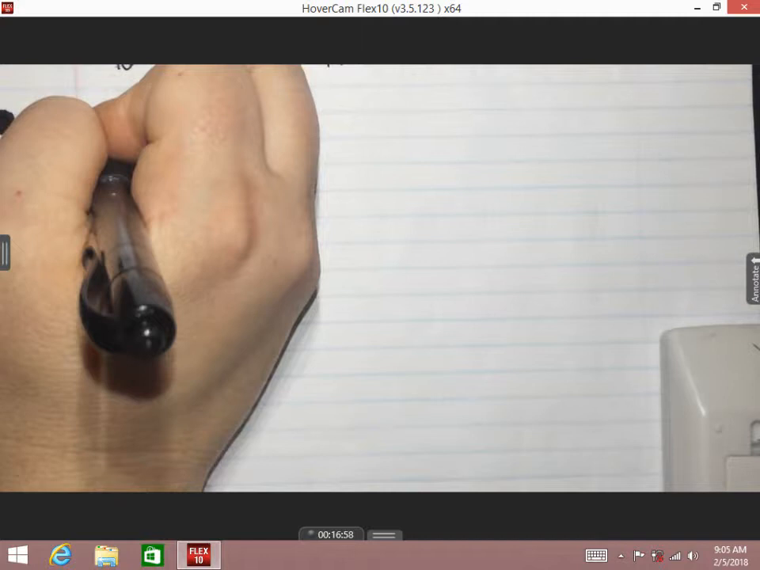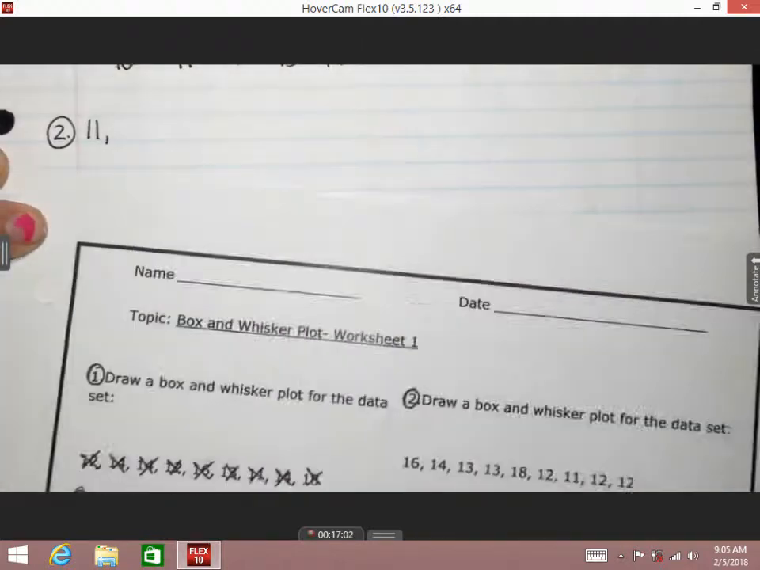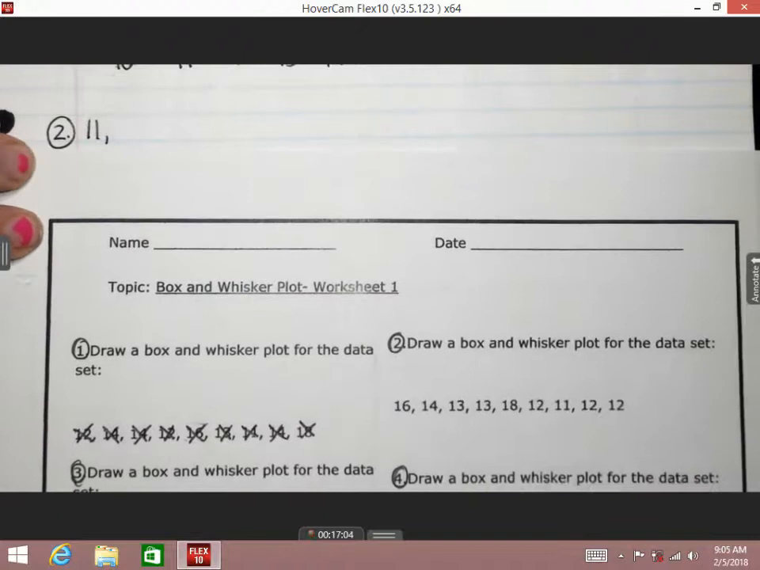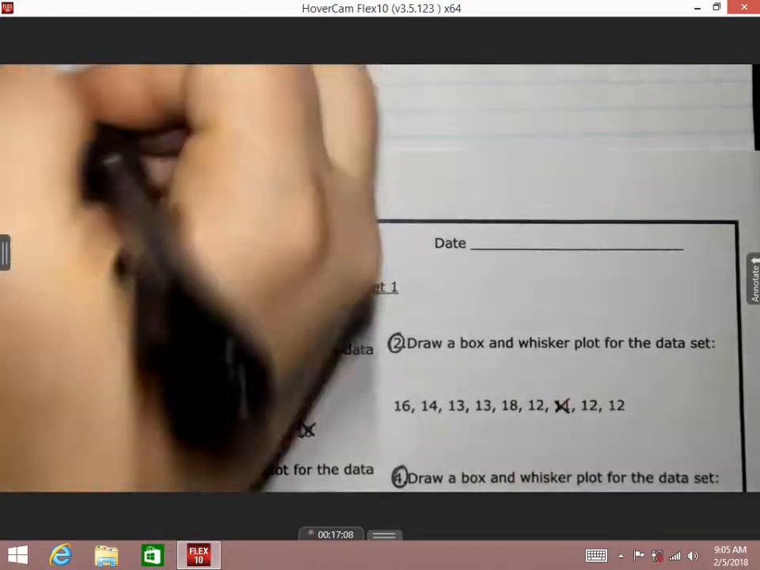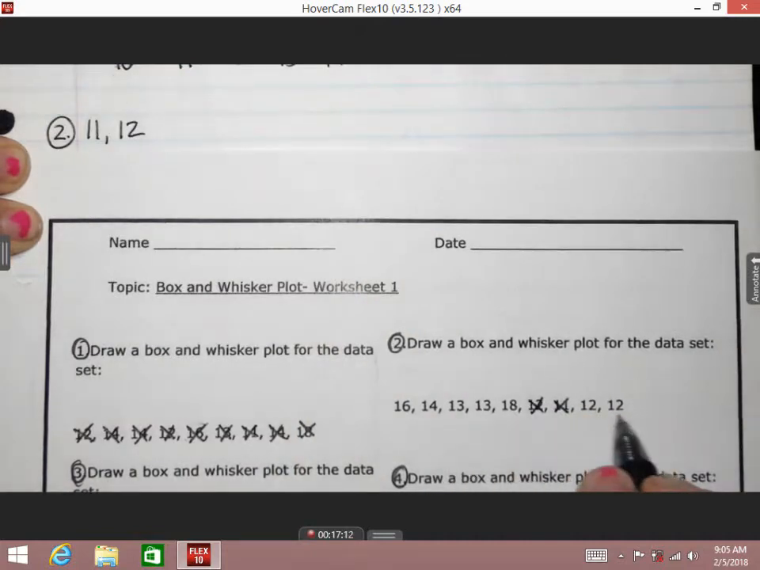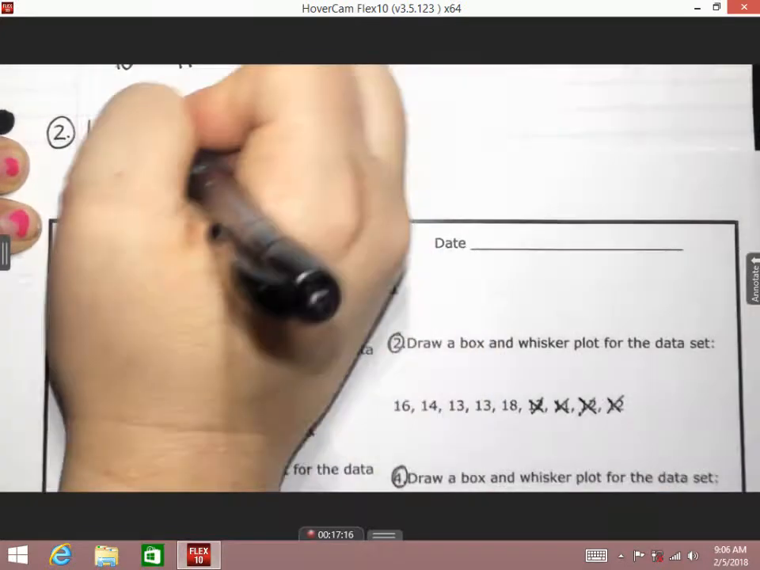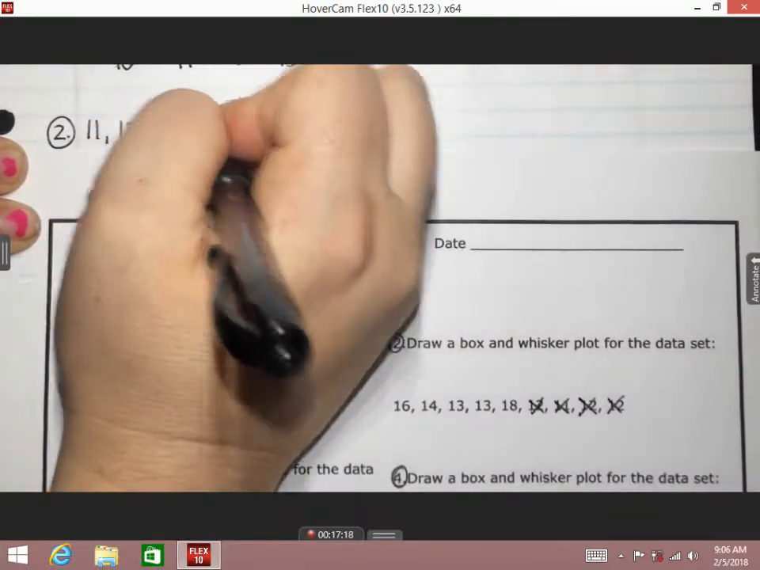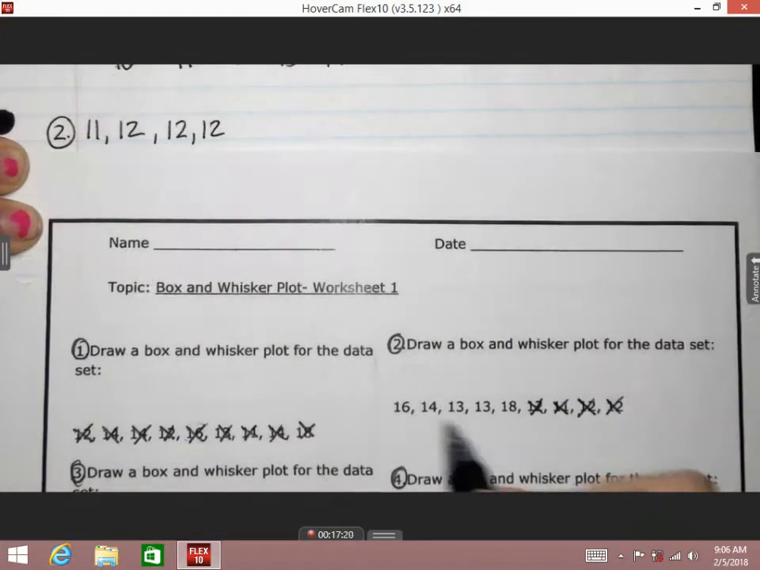So starting with that smallest number, which is 11. Again, every time I write a number, I'm going to come down here and mark it out. So 11, and then 12. And then it looks like we have 2 more down here, so I'm going to go ahead and write both of them in. So 12 and 12. Double check, are there any more 12s?